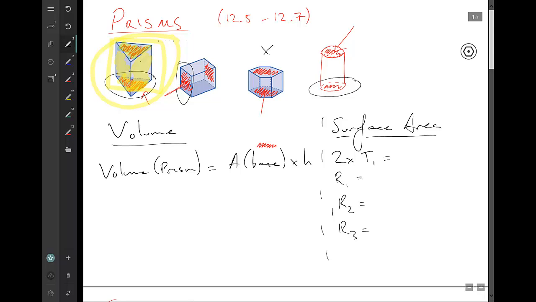Okay, so with 2D shapes, we said we could do things like, okay, this one or that one or so on, whatever.